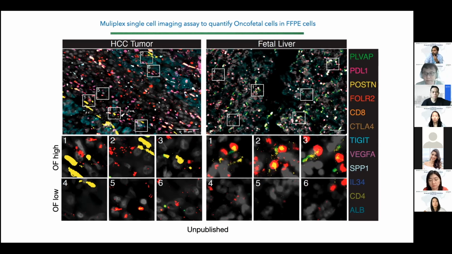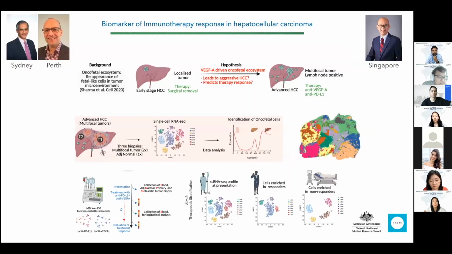So finally, once we know that the oncofetal ecosystem has some implication in predicting response after surgery, now in collaboration with peers and other clinical collaborators in Australia, we have launched this study where we're looking into advanced HCC by biopsying these patients in Perth, and we're looking into whether we can predict the response to immunotherapy in these advanced stage HCC patients. This was recently funded by NHMRC last year.